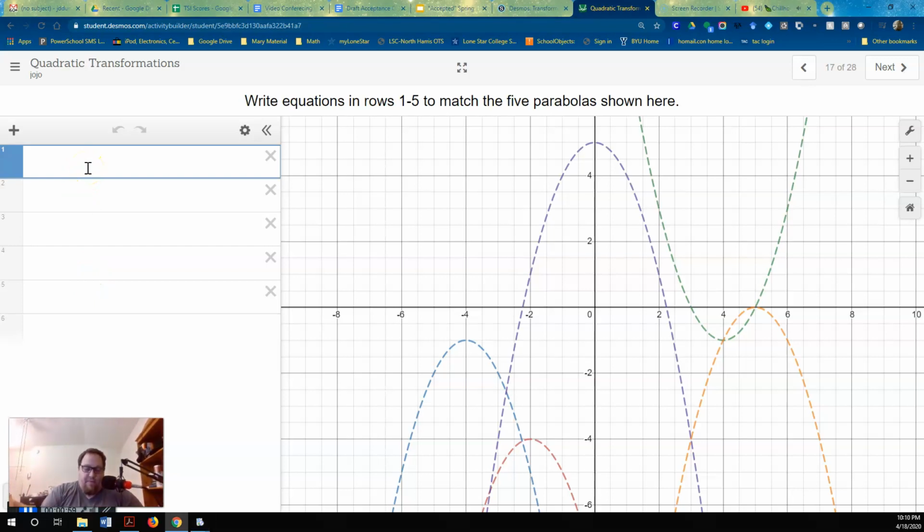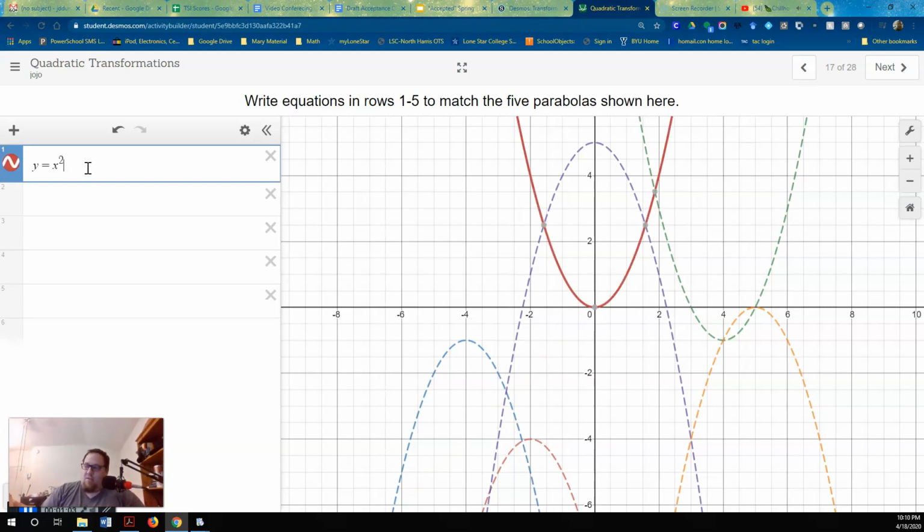So our parent graph is y equals x squared. And you can turn your graphs on and off in Desmos by clicking on the icon next to your graph, and it can be any color. Mine just happened to be red. If you long click on it, it'll let you change your colors. That's convenient if you're trying to match a specific graph. And you can always change this whenever you like.